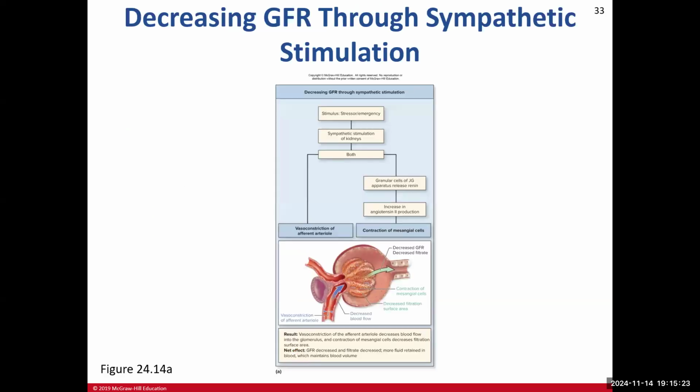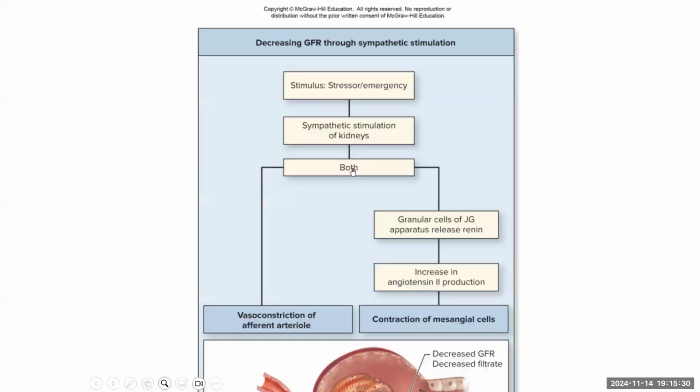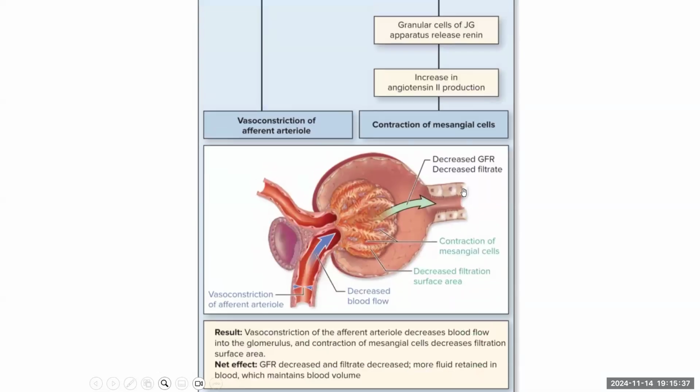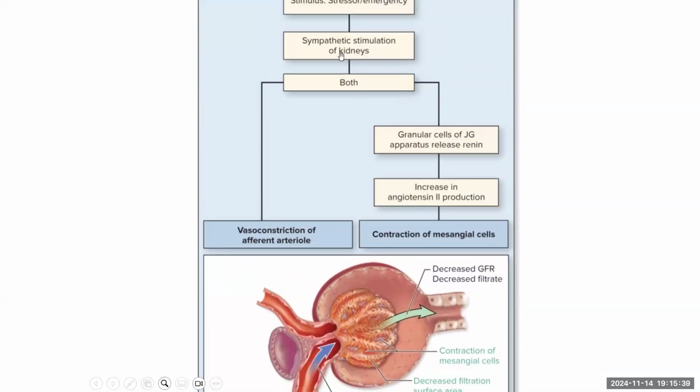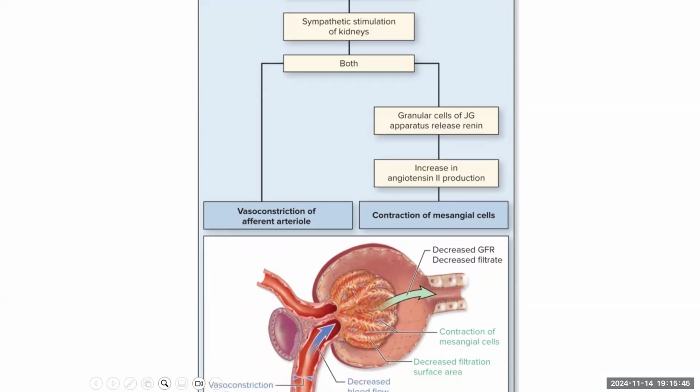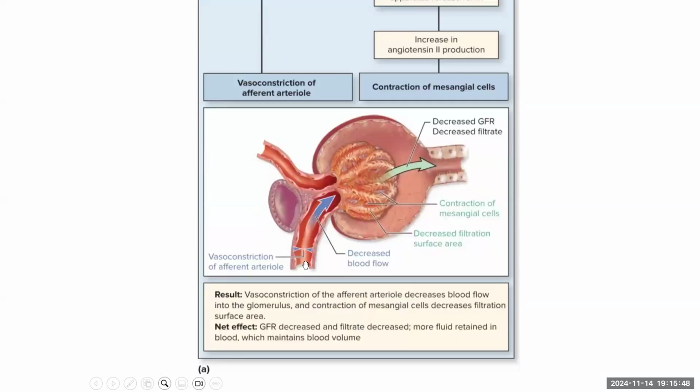All right, so that's what this is showing you. Decreasing glomerular filtration rate through the sympathetic nervous system here. You're going to see there's two ways to do it. So the sympathetic nervous system is going to cause vasoconstriction of the afferent arteriole, which means less blood. We cause vasoconstriction, we decrease blood flow, right? Less blood is going into our actual glomerulus.